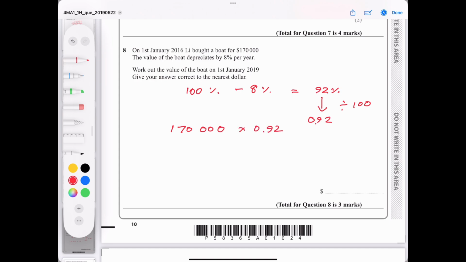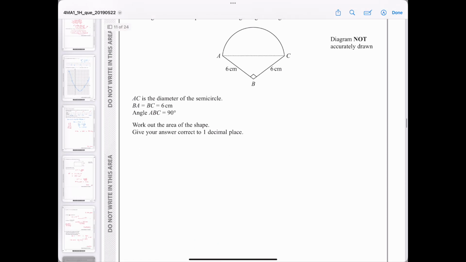Now, if you just did that for 1 year, that would give you what she had by 2017. But if we do it to the power 3, then we will find out what it's worth on the 1st of January 3 years later. So times 0.92 to the power 3. And we're expecting it to be, I'd say, 140-ish. No, it's 132,376.96, so it's 132,377. That's your answer. Right. Ooh, good.